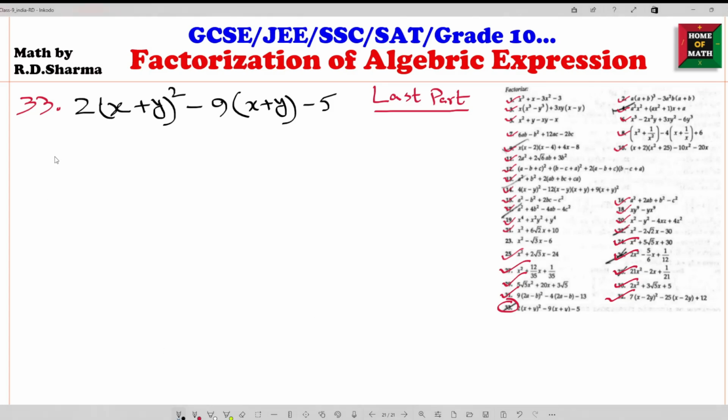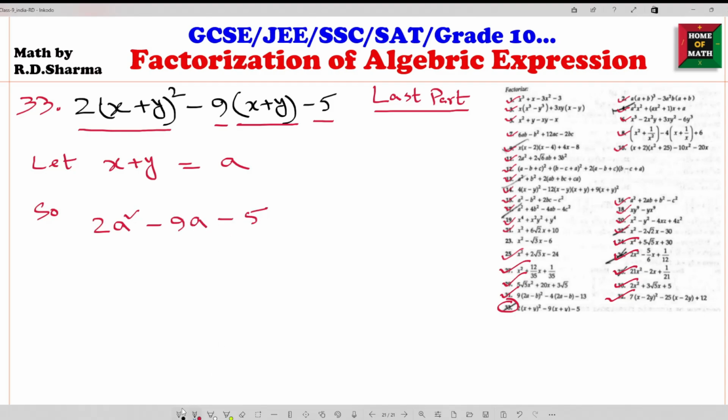Number 13, here is 2 times (x plus y) whole square minus 9 times (x plus y) minus 5. So here is also same as number 31 and 32. Let x plus y equals a. So we can write 2a² minus 9a minus 5. Just instead of x plus y we put a.